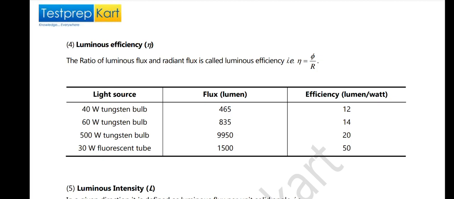Next, light sources. A 40 watt tungsten bulb has a flux of 465 lumen and an efficiency of 12 lumen per watt. A 60 watt tungsten bulb has a flux of 835 lumen and an efficiency of 14. A 500 watt tungsten bulb has a flux of 9950 lumen and an efficiency of 20 lumen per watt. A 30 watt fluorescent tube has a flux of 1500 lumen and an efficiency of 50 lumen per watt.